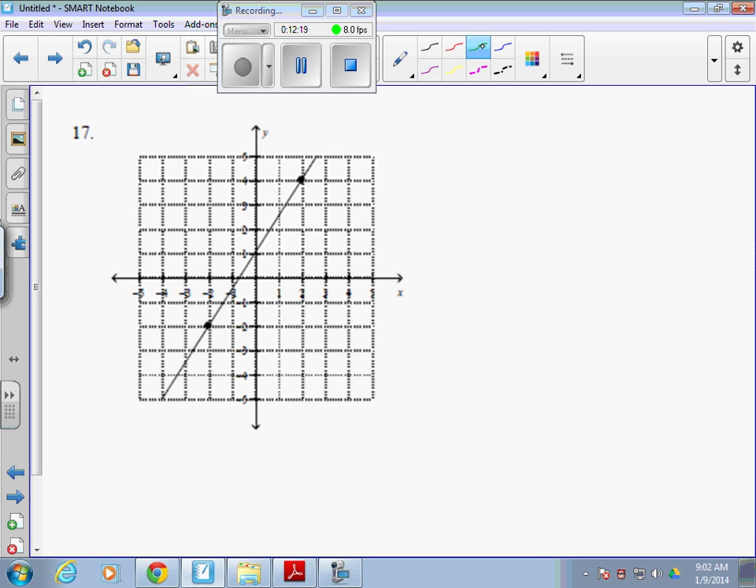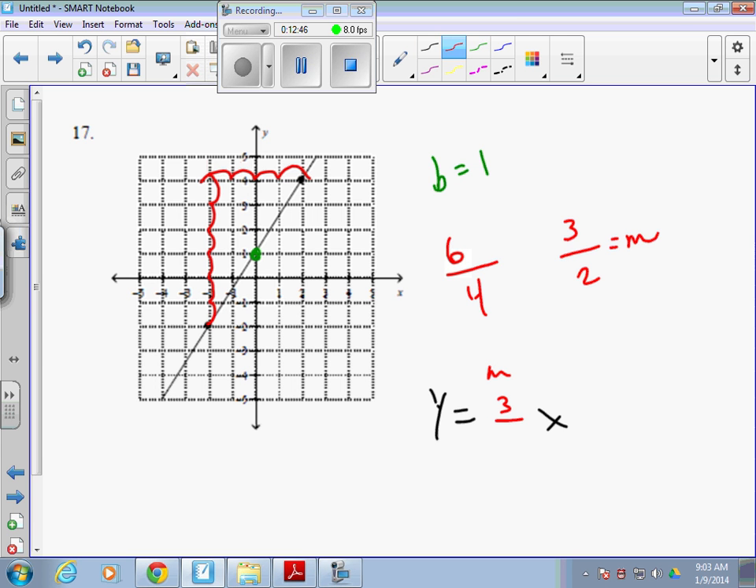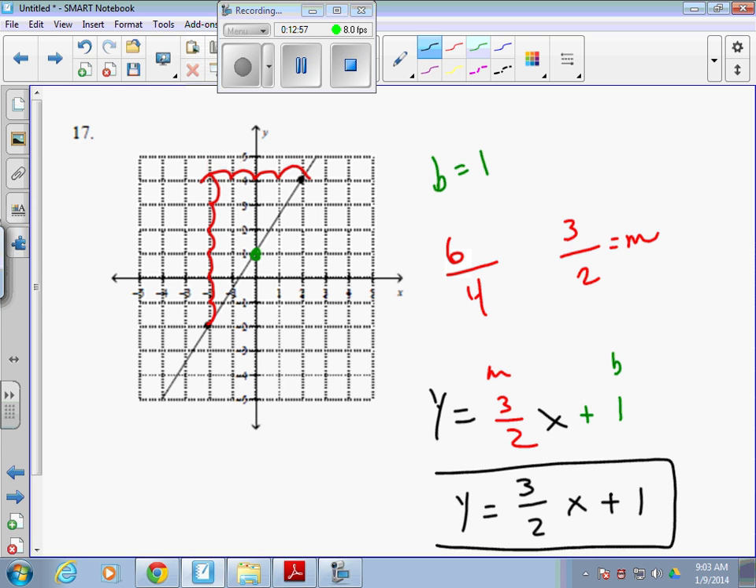Got to do the same thing for 17. Your y-intercept is positive 1 this time. Your slope, when we count them, is up 1, 2, 3, 4, 5, 6, up 6, and over 1, 2, 3, 4, over 4. So again, 2 goes into both of them, and 3 over 2 is your m value. Your b value is positive 1. So your equation, y equals 3 over 2x plus 1, mx plus b.